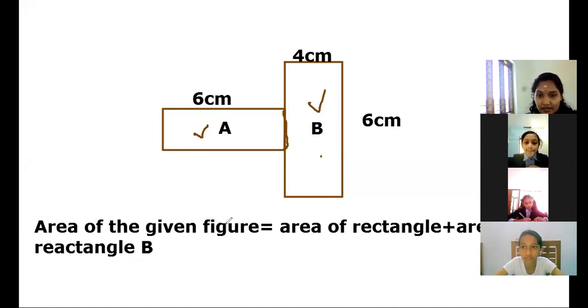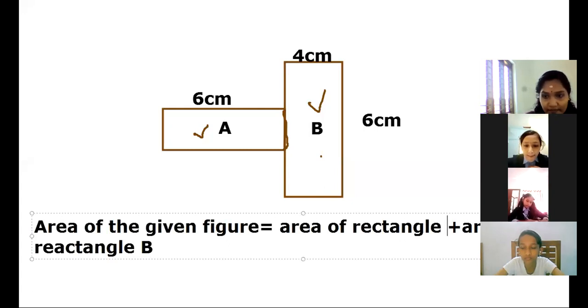So the area of the given figure, meaning the figure given in question 3, is equal to area of triangle, wait, area of rectangle A plus. Did I say triangle now? Oh, it's rectangle, not triangle. Forget about the triangle. Area of the given figure is equal to area of rectangle A plus area of rectangle B. That is the heart of the question.